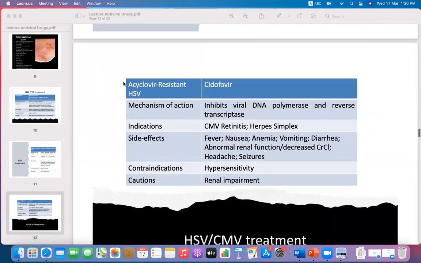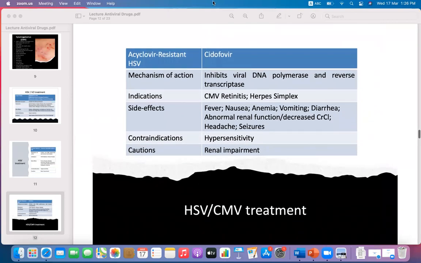Another drug for acyclovir-resistant herpes simplex virus infection is cidofovir. Mechanism of action: it inhibits the viral DNA polymerase and reverse transcriptase, which are the rate-limiting steps in the synthesis of the virus. Indications, where it is used: cytomegalovirus retinitis and herpes simplex virus infections.